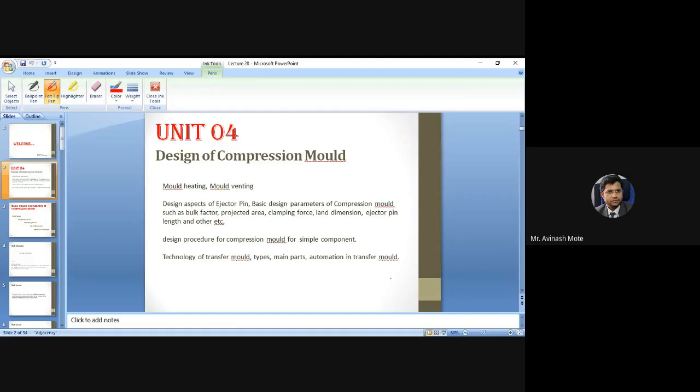Designing of the mold is simply a calculation of the dimensions required for the final design purpose. Okay. Before that, we have started with the different aspects required for the designing of the compression mold, starting from ejector pin and why the requirement of heating and venting, then basic design parameters like projected area, bulk factor, clamping force, land dimension, and the ejector pin length.